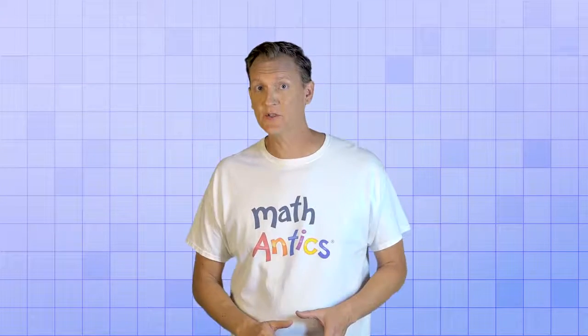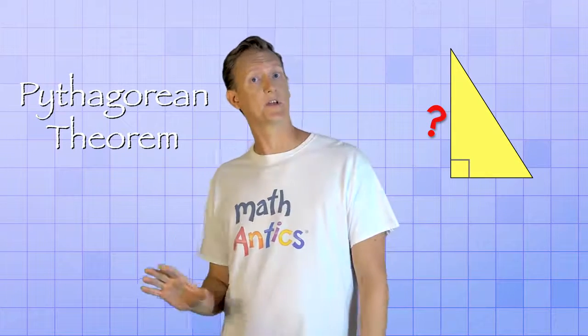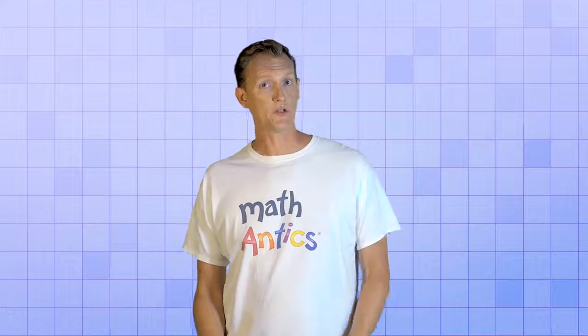Okay, so that's how you use the Pythagorean theorem to find the length of an unknown side of a right triangle, which is its most common use. But there's another way that you can use the Pythagorean theorem that I want to mention. You can also use the Pythagorean theorem to test a triangle to see if it truly is a right triangle, in case you're not already sure.